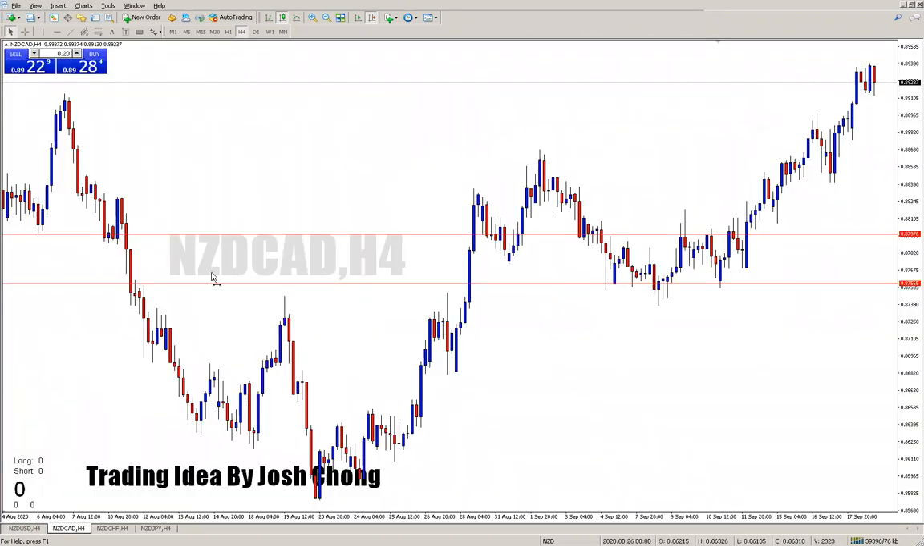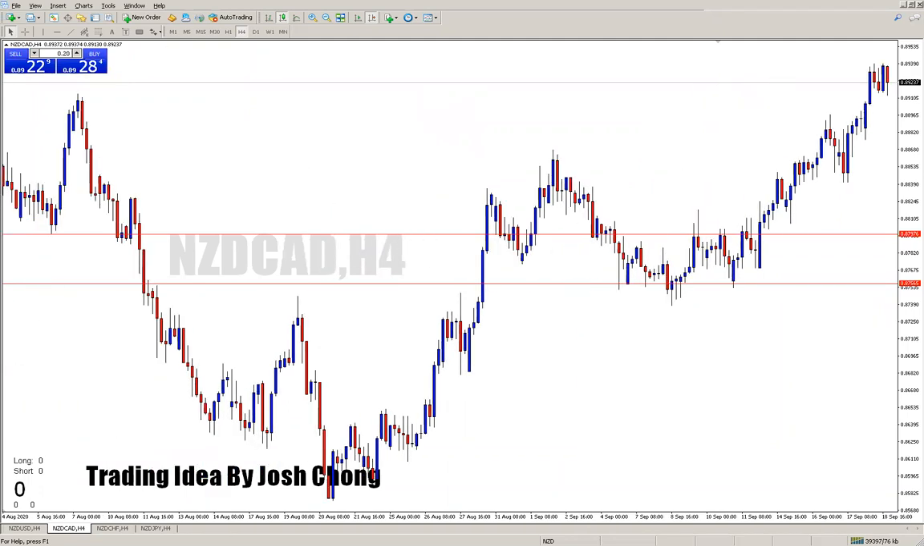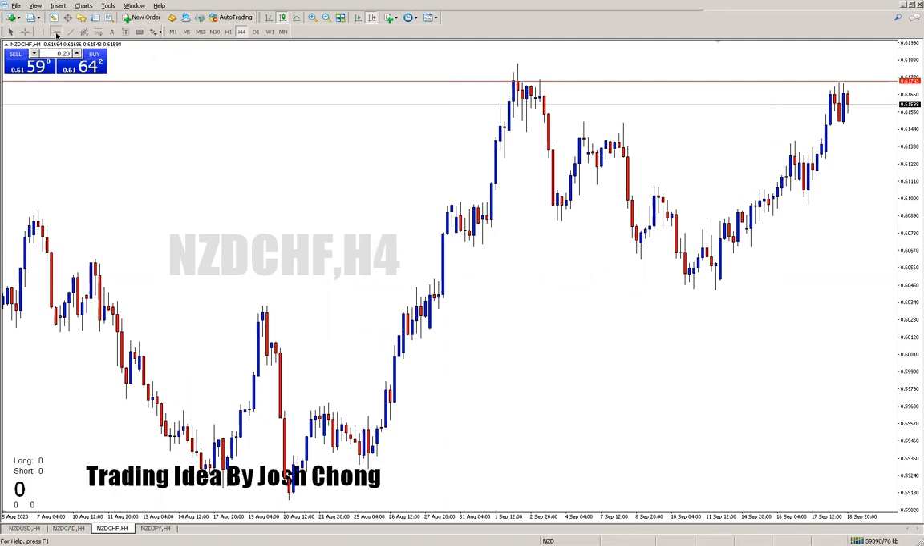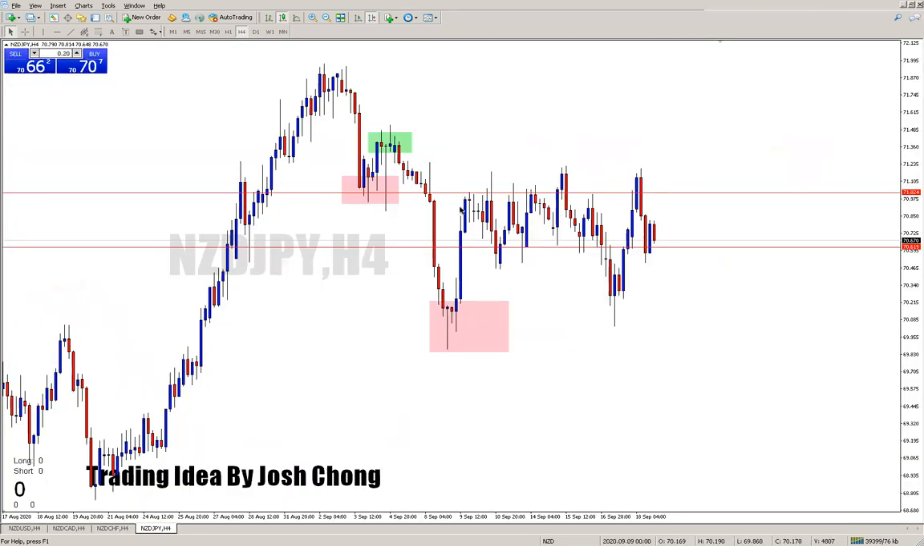Next will be NZD/CAD. Mostly the same thing, buyer eyesight. NZD/CHF, same thing. This is a potential key line, so we need to observe the market first. NZD/JPY. Okay, is it in a drop?